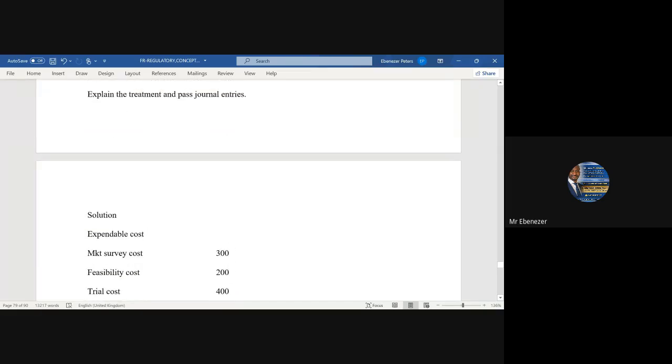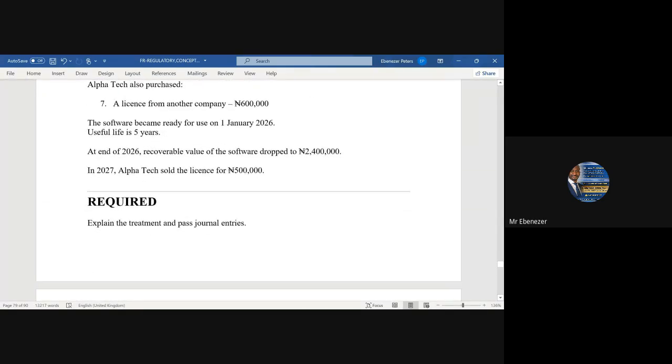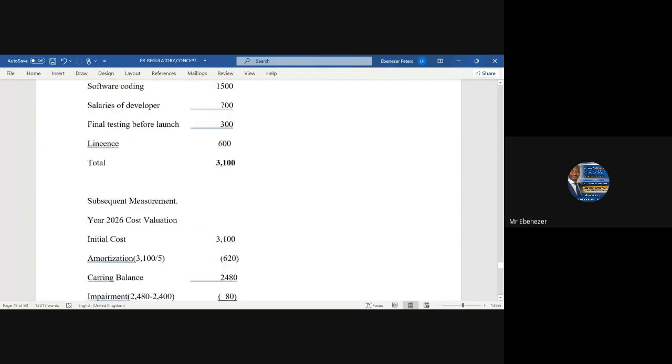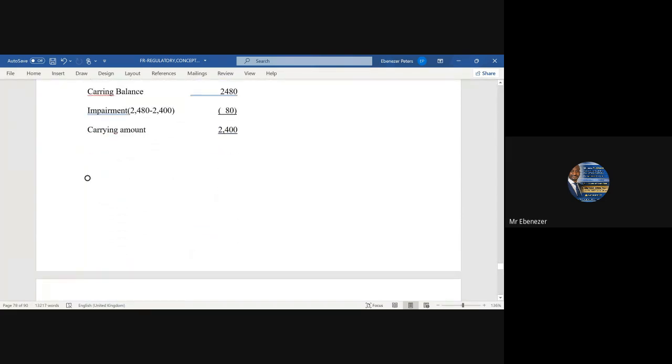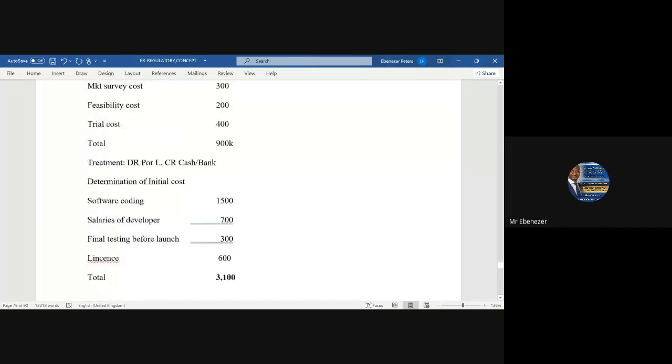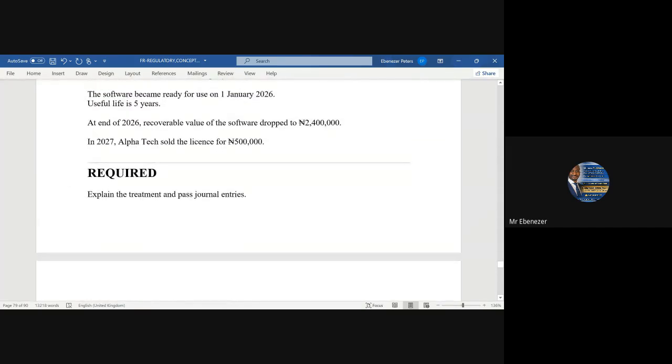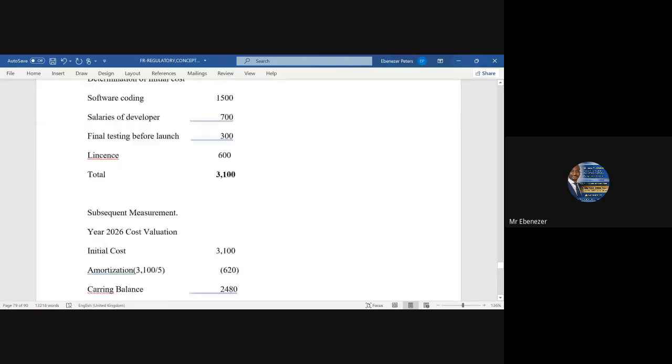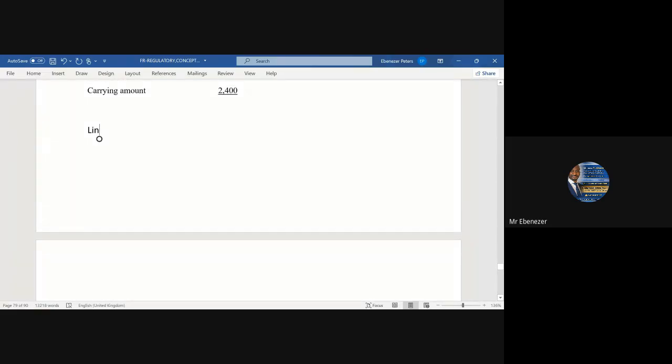This is how to do the calculation based on what is here. So we have the same 2027, Fartech sold the license for 500,000. So we need to find out if there will be a gain or loss on this. So, license, and it says spell license.